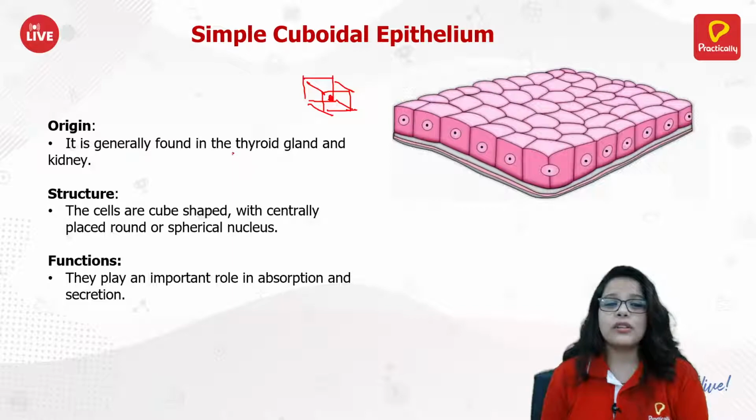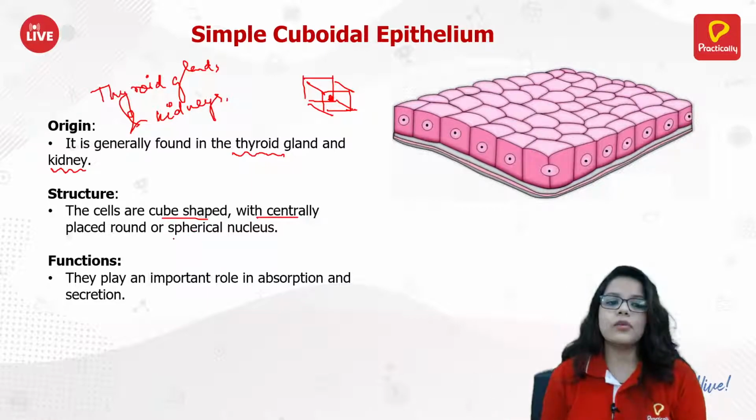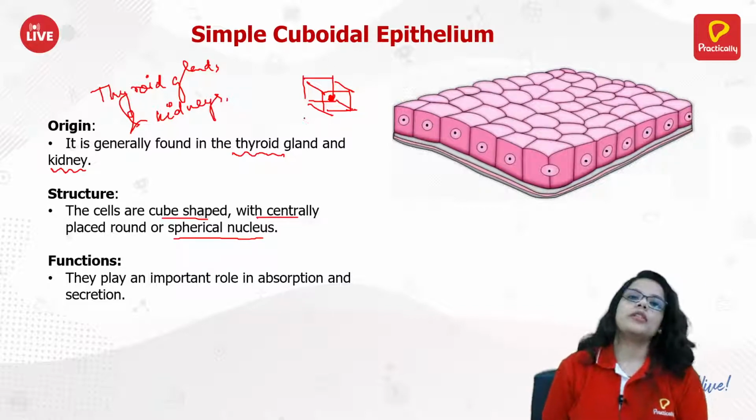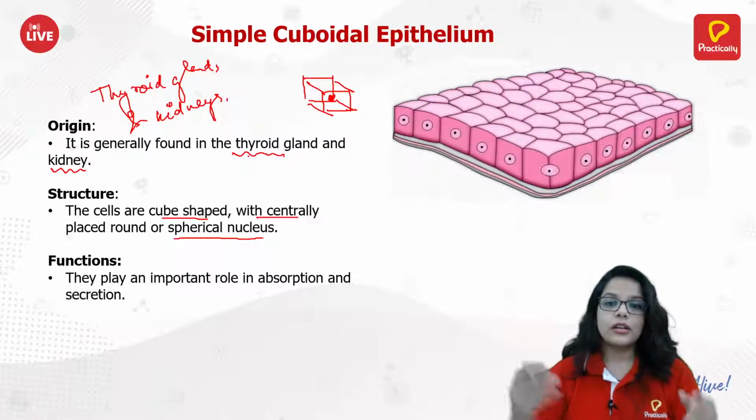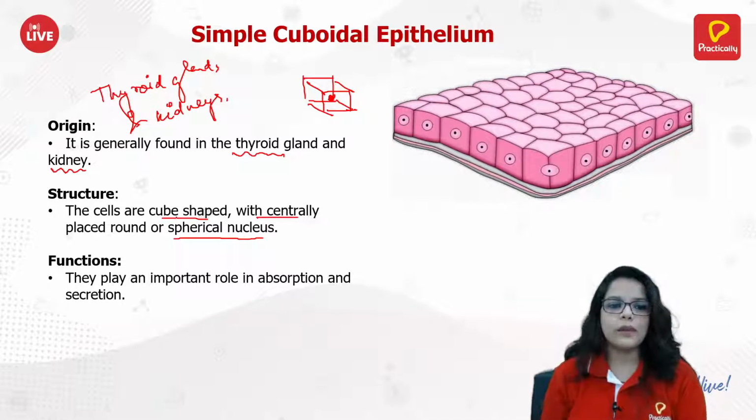It is generally found in the thyroid glands and the kidneys. The cells are cube shaped. Obviously, they are named like that, with a centrally placed round or spherical nucleus, just in the middle. They are cells, right? Cells coming together form tissue. So they definitely have a nucleus. Apart from blood, they have a nucleus.